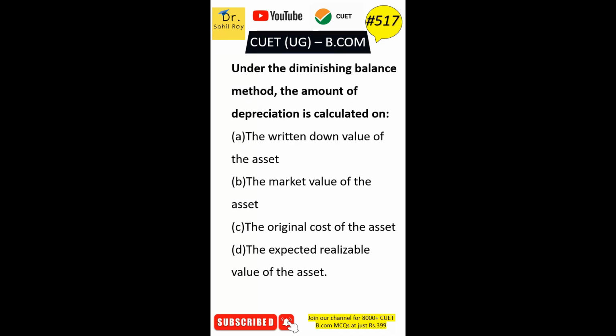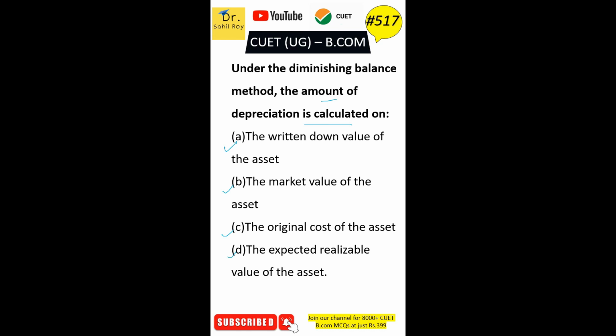Under the diminishing balance method, the amount of depreciation is calculated on dash. Option A, the written down value of the asset. Option B, the market value of the asset. Option C, the original cost of the asset. Option D, the expected realizable value of the asset.